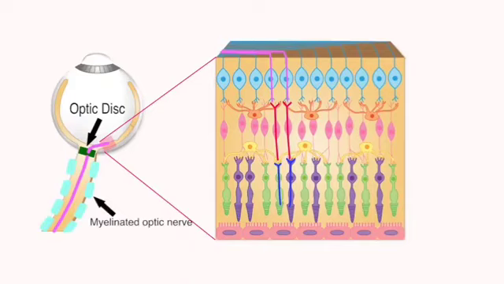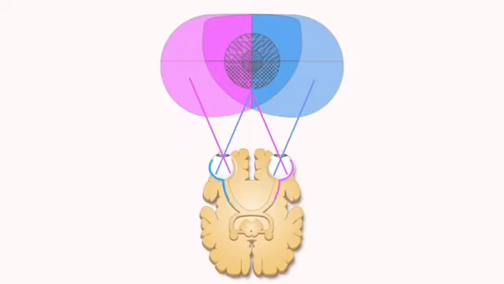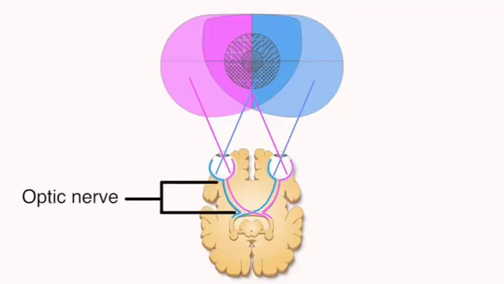The optic nerve is surrounded by the meninges and passes through the optic canal to exit the orbit. The optic canal opens into the middle cranial fossa. The temporal retinal fibers course laterally and do not decussate, while the nasal retinal fibers decussate and join the temporal retinal fibers of the contralateral eye.